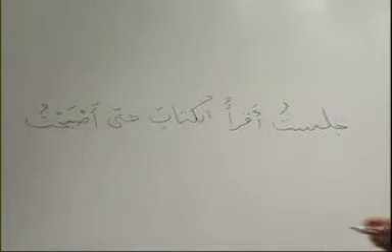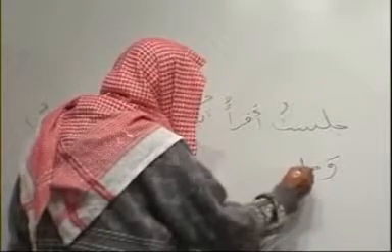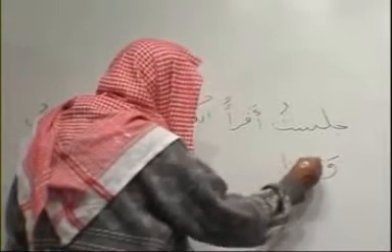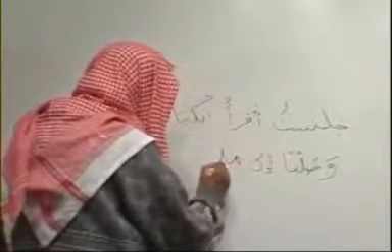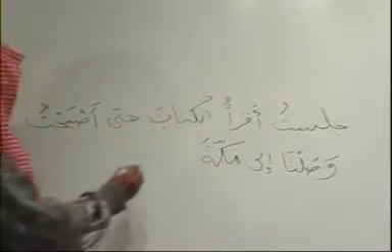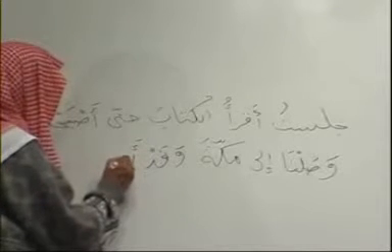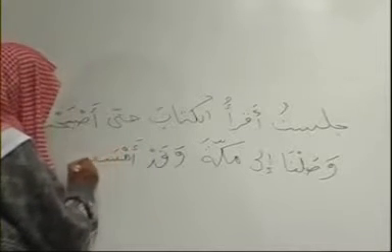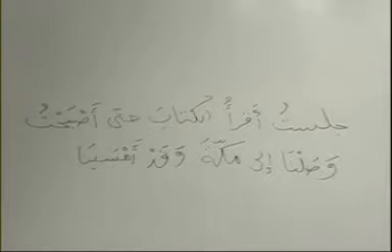Amsa: wasalna ila Makkah, we arrived at Mecca, wa qad amsayna. What does it mean? We arrived at Mecca, yes, when it was already evening.